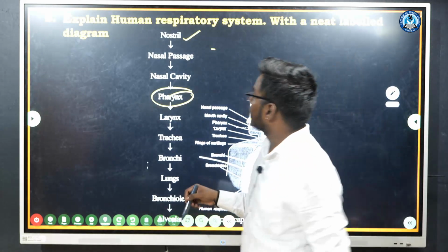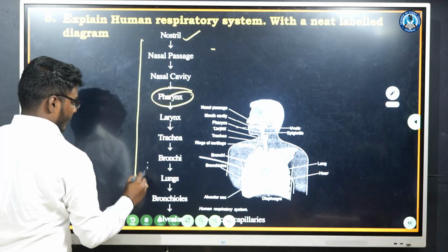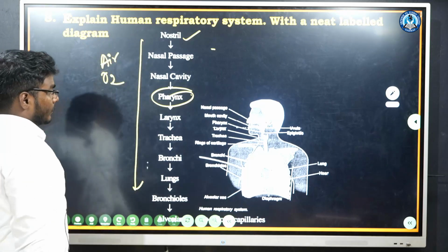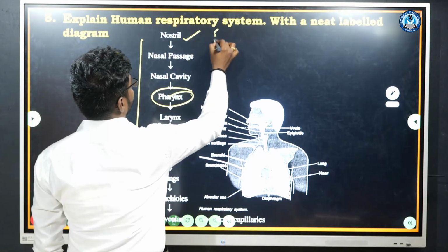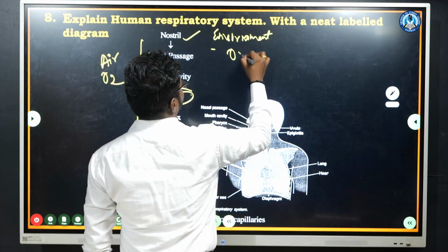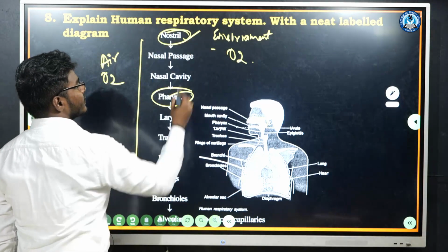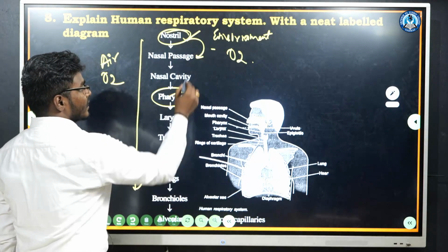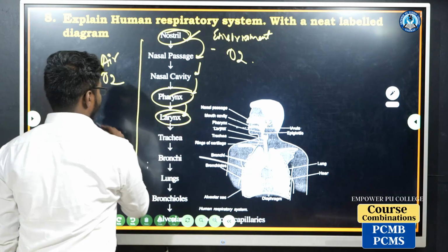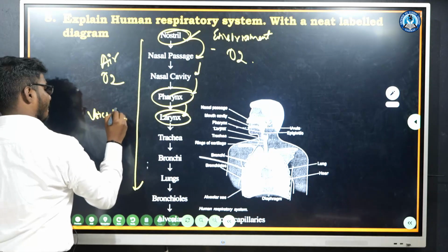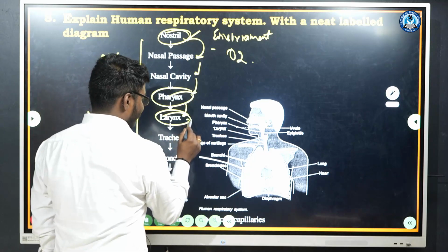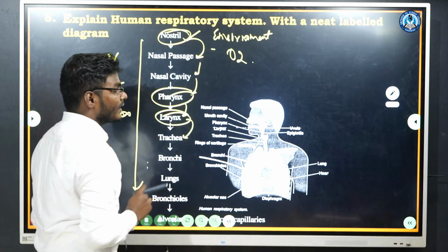So from there, this is the passage of the air, right? The air, that is your oxygen from the environment. From the environment, O2 passes through the nostrils, then followed by the nasal passage, then the nasal cavity, pharynx, larynx. Larynx is nothing but your voice box. This larynx further transfers to the trachea.